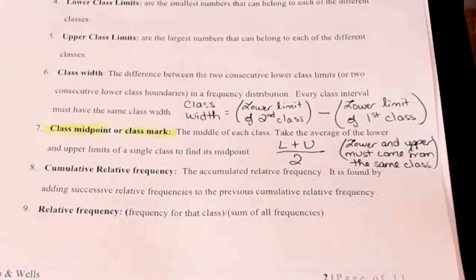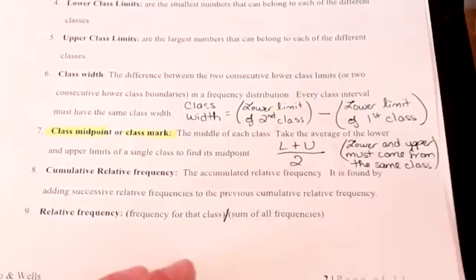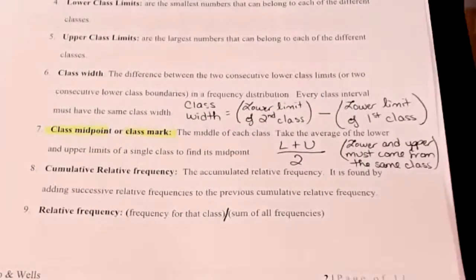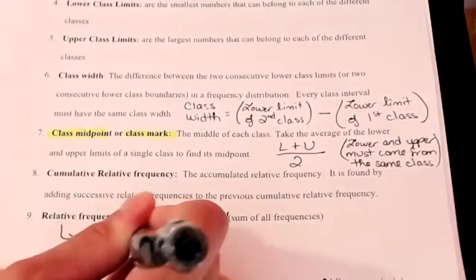And then we have relative frequency. So there is a formula, I wrote that down on the sheet. We've got the frequency for that class divided by the sum of all frequencies. This is really important to know. So divided by the sum of all frequencies, that's going to give you the relative frequency. Interestingly enough, that's actually the same as finding probability.